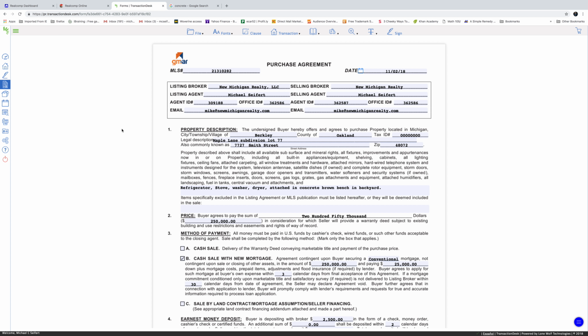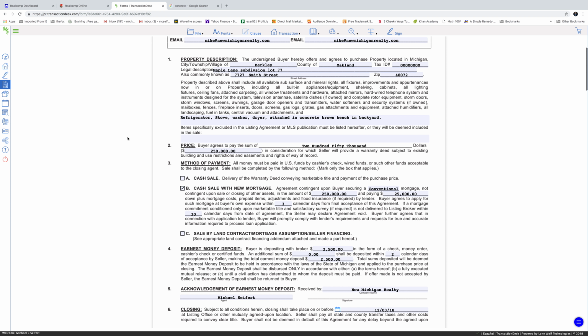And this middle part is mostly self-explanatory. The listing broker, obviously our company would be, let's pretend for a moment, New Michigan Realty, my name. This is my ID number with the MLS board and our office ID number. And then, of course, my email. Over here, you would put the selling broker. So let's just say it was us or it was a RE/MAX. You would put RE/MAX in the Shores, let's say, if that was the name of the company. The selling agent could be, let's just say, Betty Smith. And then you get the picture, etc. We would put their ID and everything else.